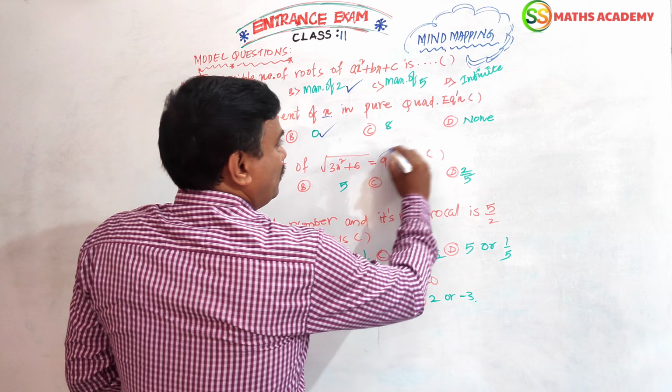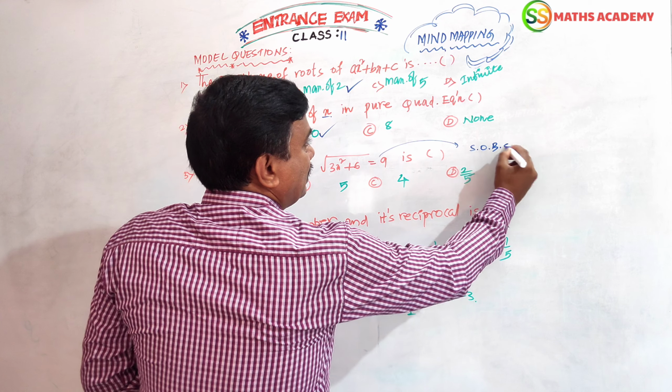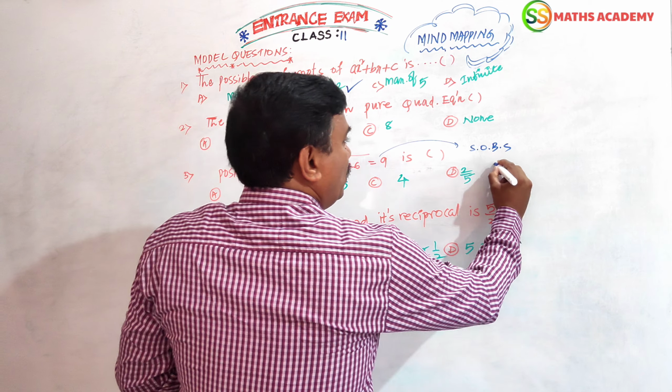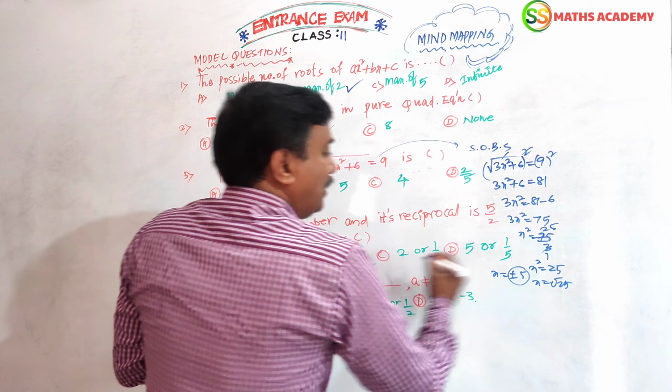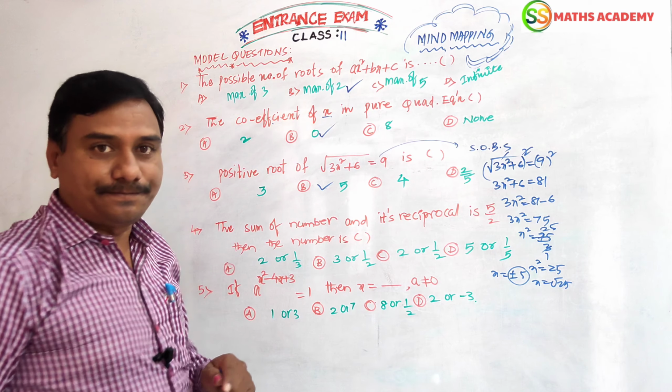Let us see. Squaring on both sides. Now the square root of 3x square plus 6 equals 9. Squaring on both sides, the square root cancels: 3x square plus 6 equals 9 square, which is 81. Now 3x square equals 81 minus 6, that is 75. Now x square equals 75 by 3, which is 25. So x equals root 25, x equals plus or minus 5.